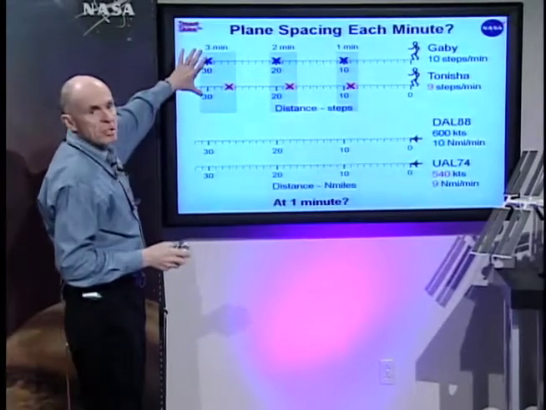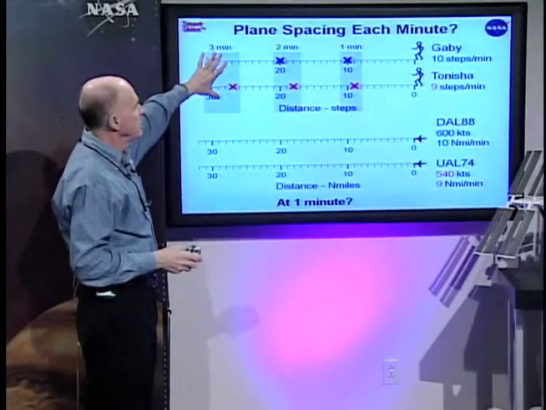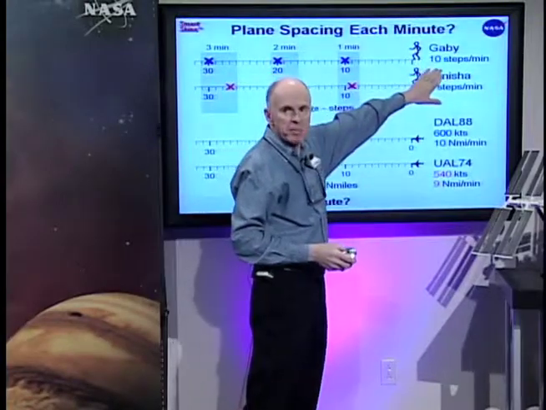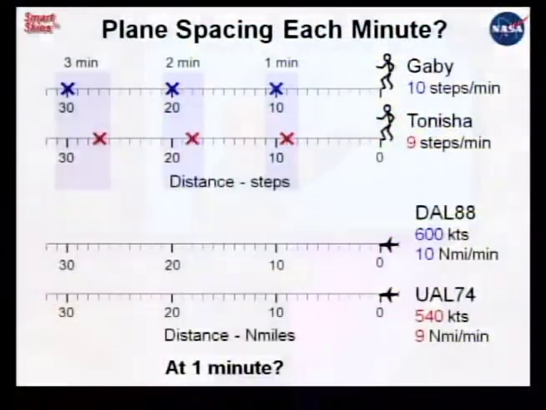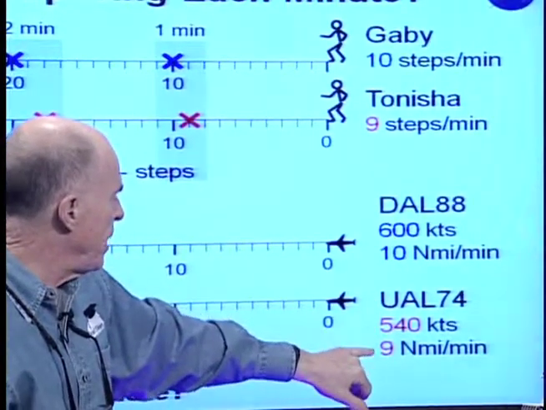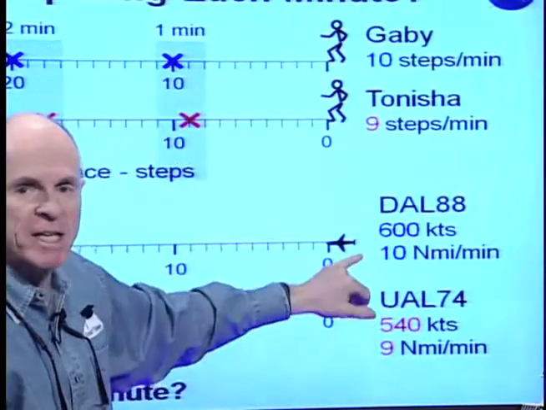Okay, so here's what you just saw with Gabby and Tanisha. Here's Gabby, again, 10 steps a minute, Tanisha at 9 steps a minute, and their progress each minute. And now we have Delta Airlines and United Airlines. And as you just learned, 600 knots is equivalent to 10 nautical miles a minute. So this airplane, Delta 88, goes 10 nautical miles each minute, just like Gabby went 10 steps each minute. United 74, 540, and 9. So the controllers use these 9 and 10 numbers.